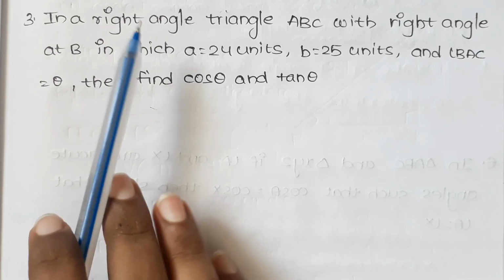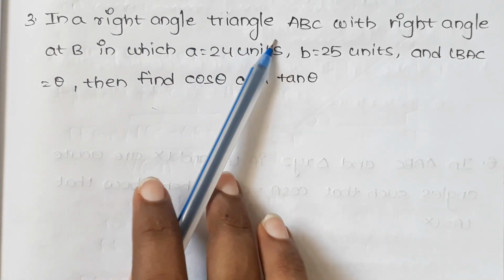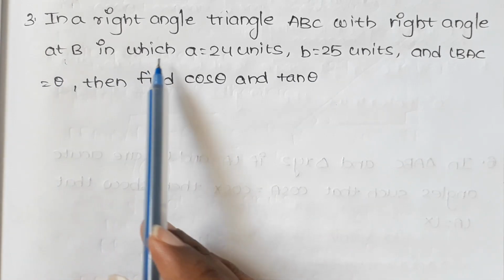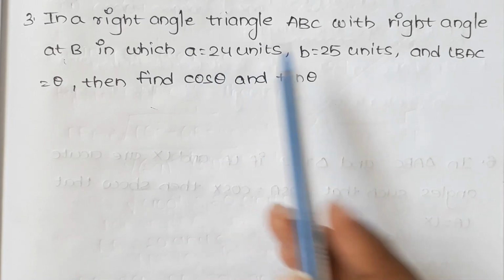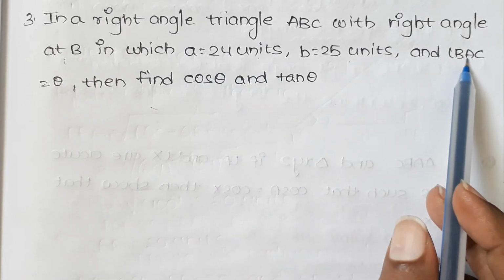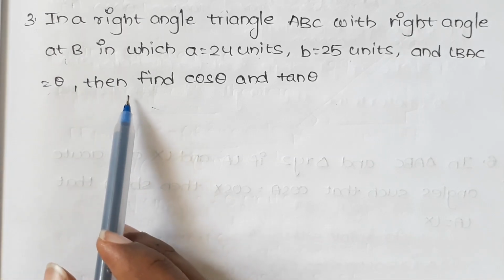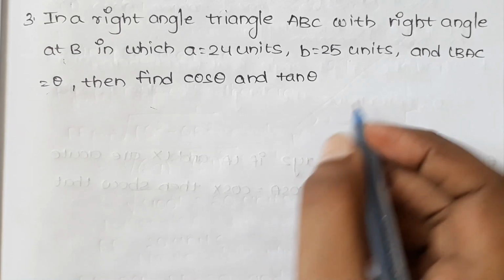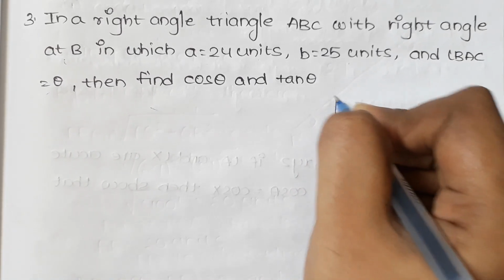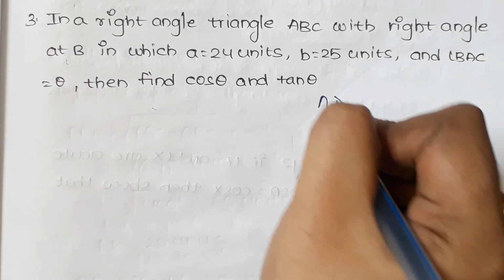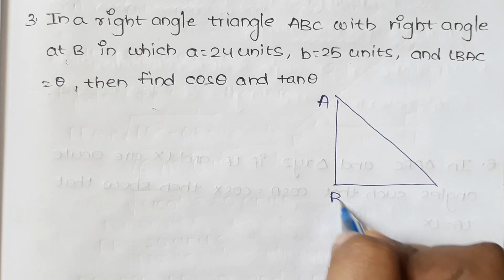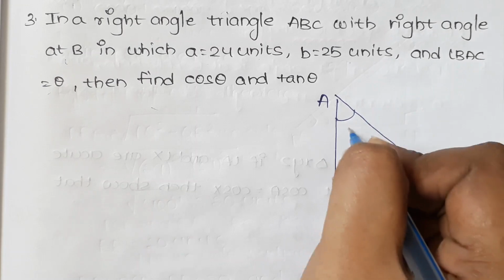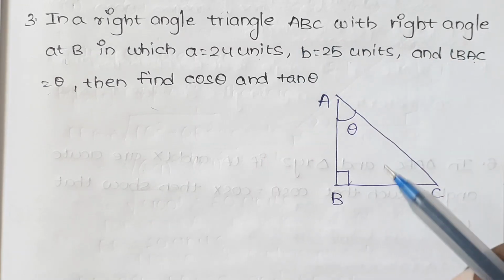Here is the third question, that is, in a right angle triangle ABC with right angle at B, in which AC equals to 24 units, BC equals to 25 units, and angle BAC is theta, and then find cos theta and tan theta. Now first draw the triangle ABC. Here is A, it is right angle at B, and here is C, and angle BAC is theta.